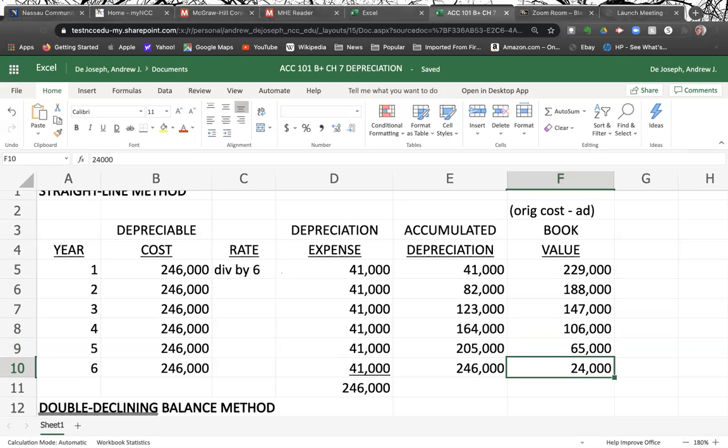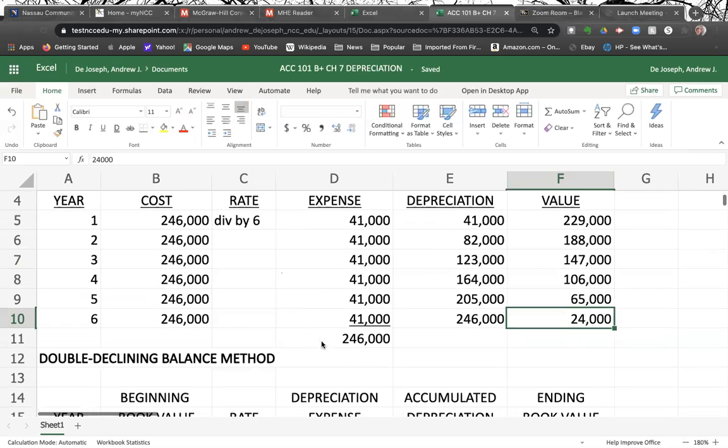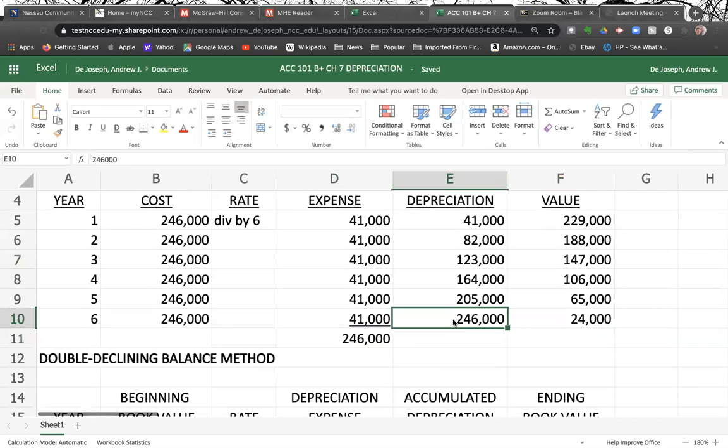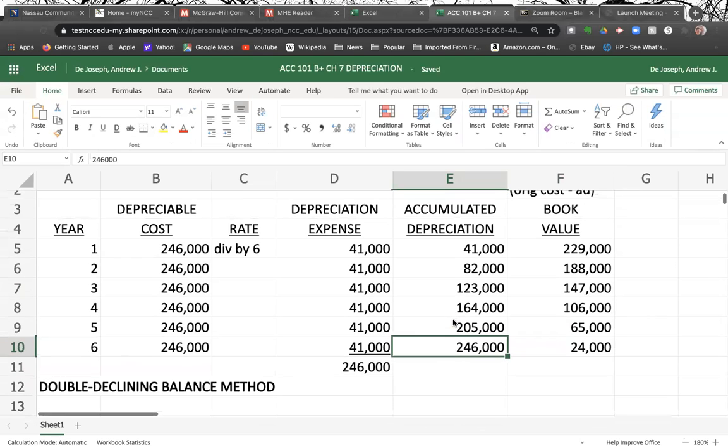A lot of times what I like to do when I start the problem is lay it out like this, and then I'll put 246 here as a total. I'll put 246 here as the ending amount of accumulated depreciation, and I'll put 24,000 as the final book value, just to remind me that's where I have to wind up. I'm not saying you have to do that, but it'll prevent you from making mindless mistakes.